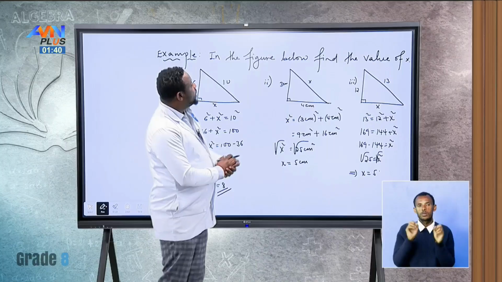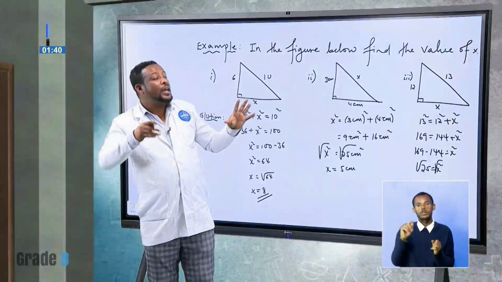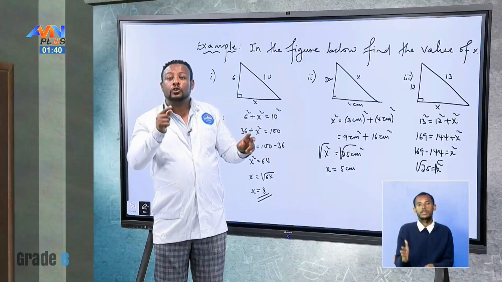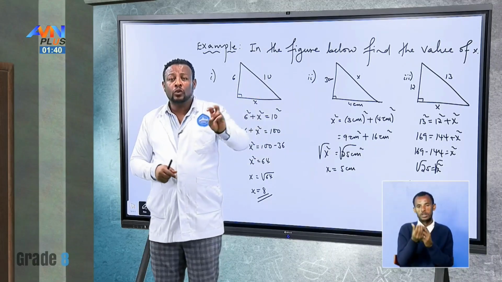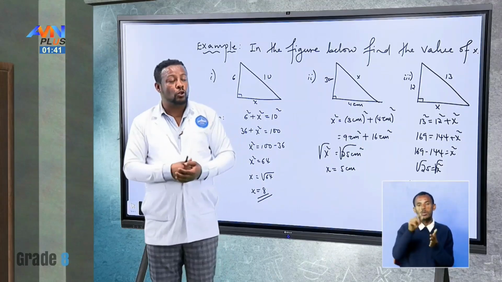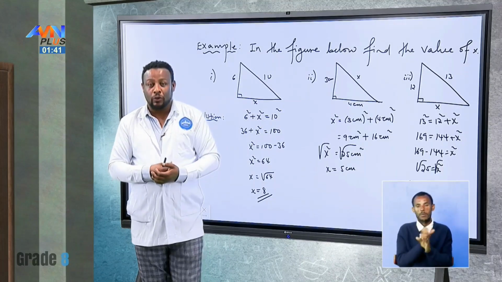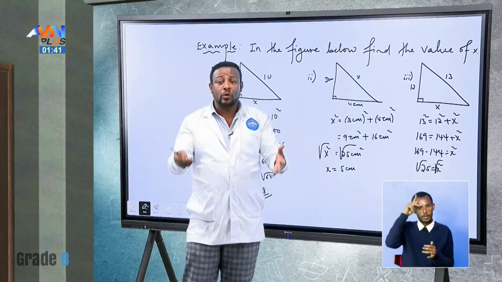Okay, so this is how you can apply the Pythagoras theorem to find the unknown side. But there should be two sides. In each of these situations, you need to have two sides of a triangle so that you will be able to calculate the third unknown side. Okay, this is how we can apply the Pythagoras theorem.